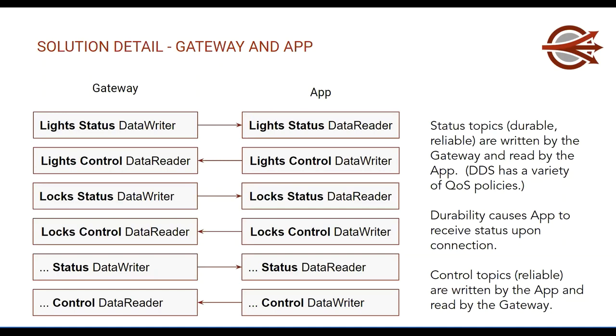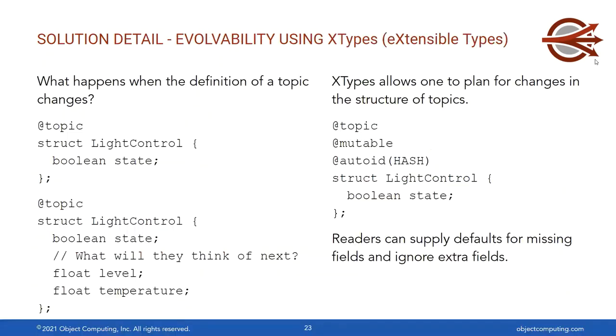We don't necessarily want the last setting written to always be communicated to the gateway. If two users, one wants the lock locked and the other one doesn't, and they're connecting and disconnecting, that would obviously be chaotic. So these different QoS policies allow you to customize and control that. And this is the basic structure that you would have for structuring your gateway and your application. Okay, let's move on to the next slide.